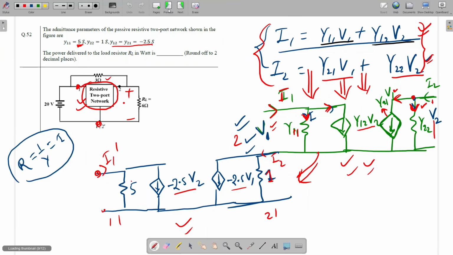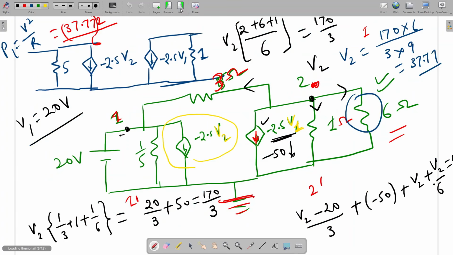Already I have told, I1 is equal to Y11 V1 plus Y12 V2. So here it will be Y12 V2 and this side it will be Y21 V1. Is it clear? Yes, sir. So here it will be V1, here it will be V2.